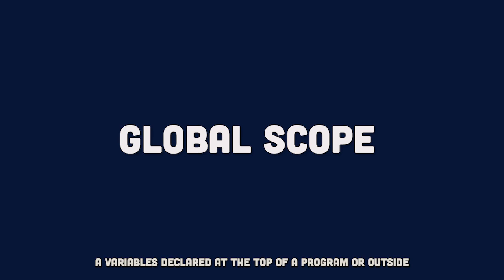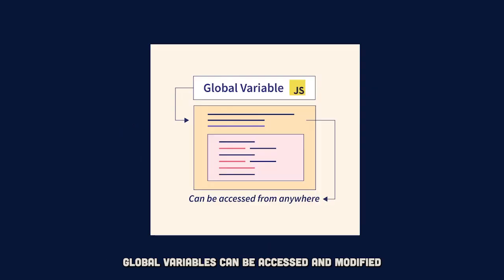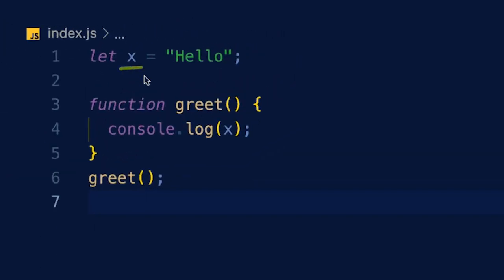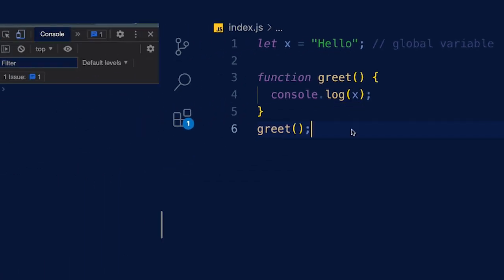A variable declared at the top of a program or outside of a function is considered a global scope variable. Global variables can be accessed and modified anywhere in the program. Let's see an example. We have a variable x declared at the top of our program, making it a global variable. This means that variable x can be used anywhere in our program. Inside our function called greet, we access the variable x using console log to display its value.